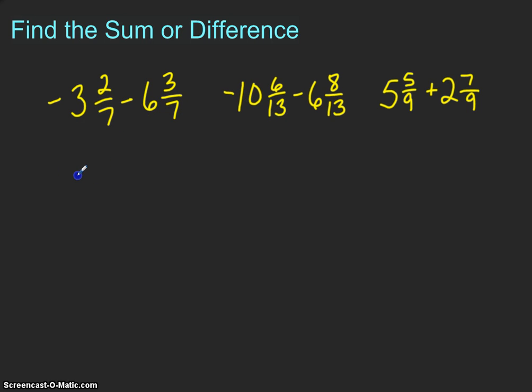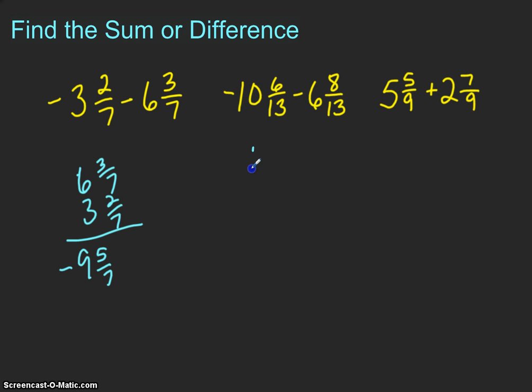Let's stack them. We got 6 3/7, we've got 3 and 2/7. Again, we're stacking, and we're adding, because it's same sign sum. I'll stick the negative on at the end. That's going to be 9 and 5/7. Everything's good. The negative goes on at the end for a correct answer.